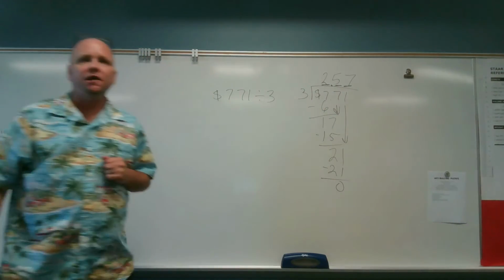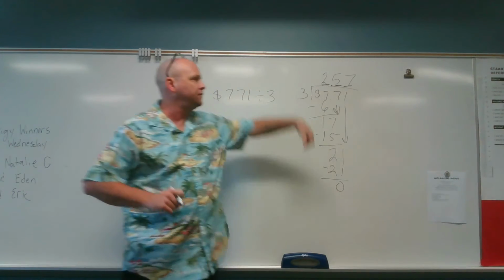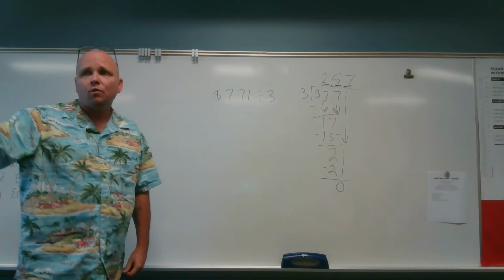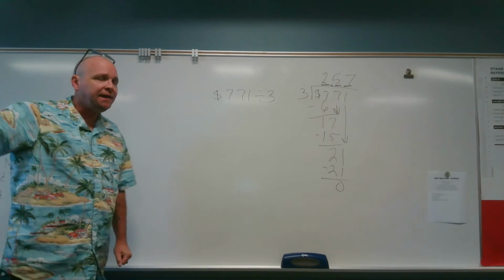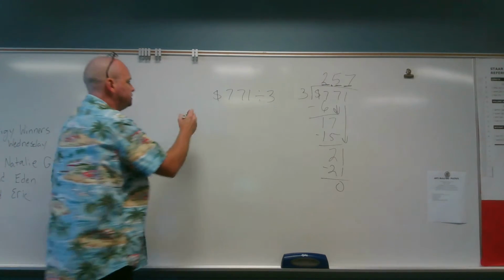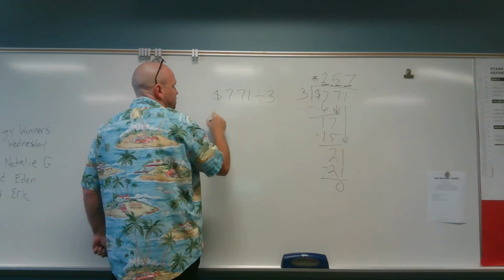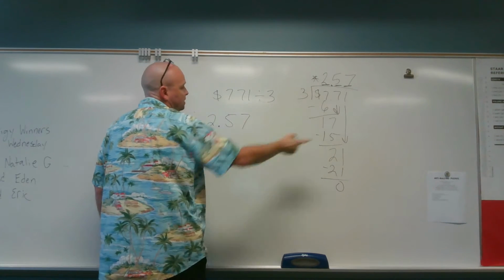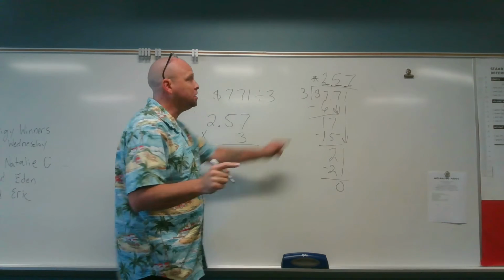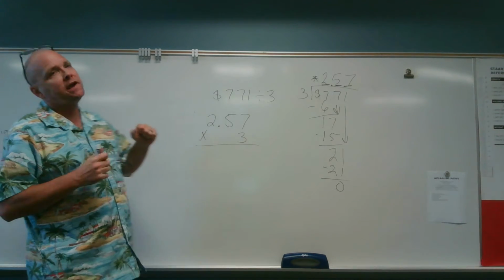I do not have another number to bring down. I don't have to add a 0 to the back of my dividend because I don't have any parts left. But because Nathan wants to make sure he gets it correct, he's going to do the inverse operation of division, which is what, Taylor? Multiplication. So we multiply our quotient, 2.57, times our divisor, 3, and I should get $7.71.